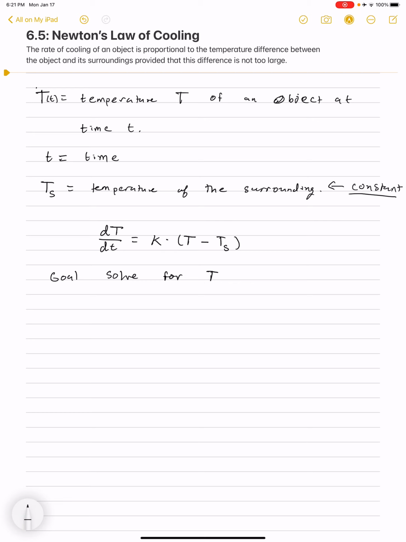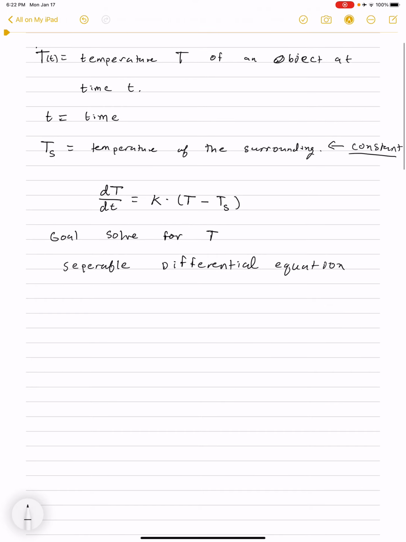Our goal is to solve for the temperature of the object, but this type of equation, this differential equation, is called a separable differential equation. And the idea is to put the variables together. So the rate of change of temperature goes with the variables of T. Those that describe time go with dt.